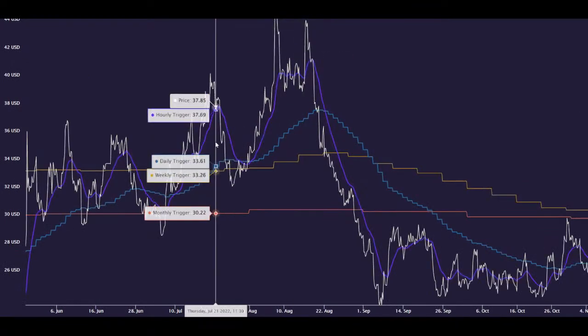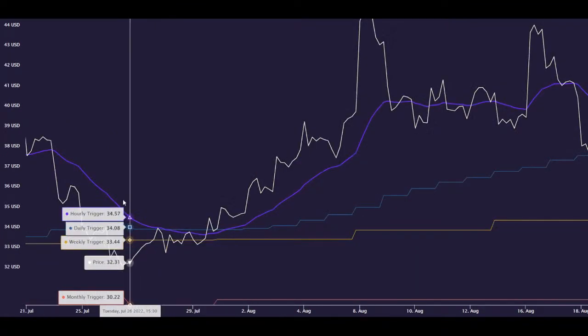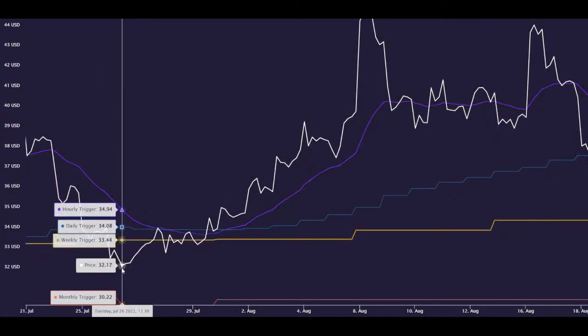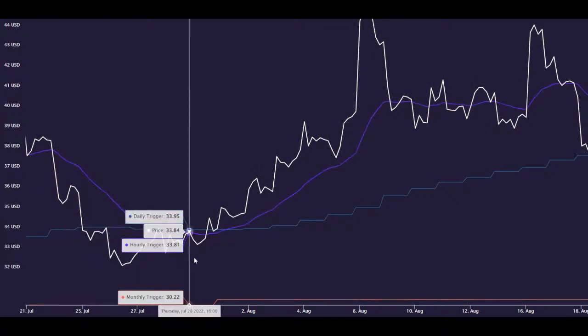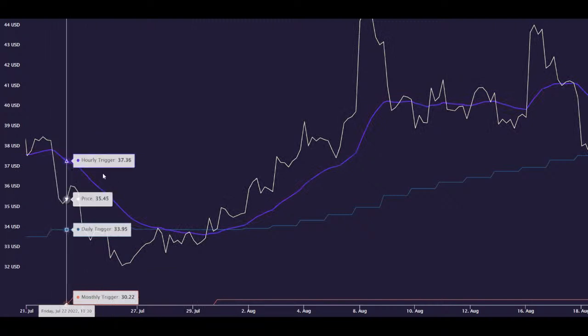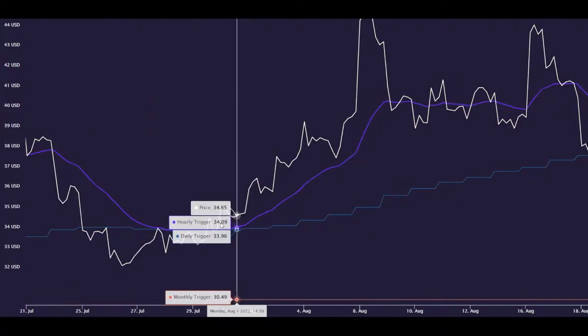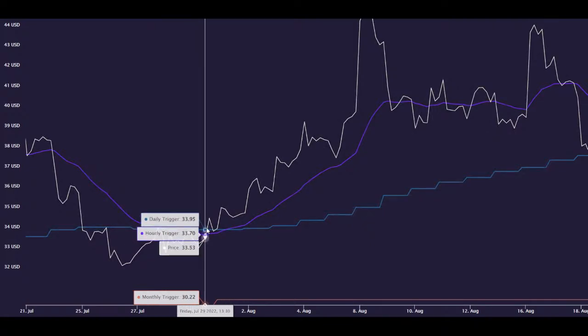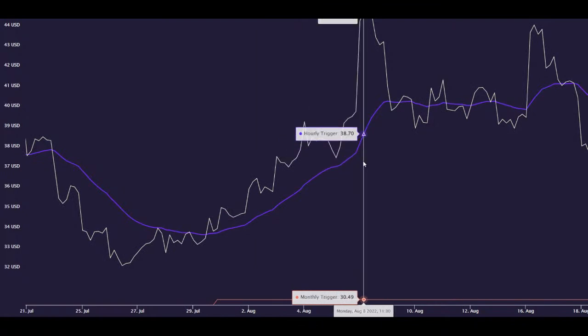So right here, let's say we were taking calls in this scenario. We were taking calls off the hourly trigger, daily trigger airplane. Again, for those of you that just joined, an airplane is when the hourly trigger comes down to the daily trigger and resolves to the upside. And the way we play it is that we wait for price to break above the hourly trigger, and then we use the hourly trigger as our stop loss this entire time period.